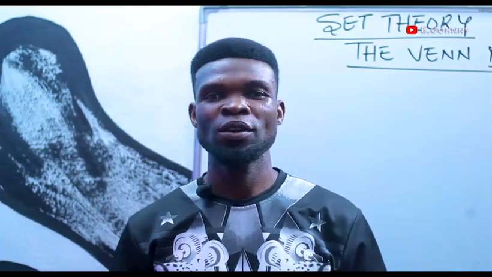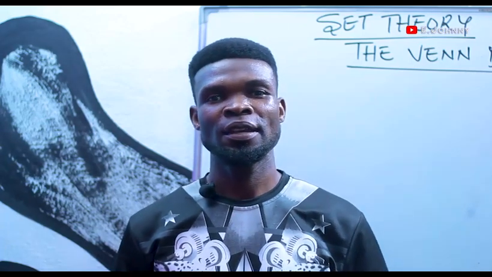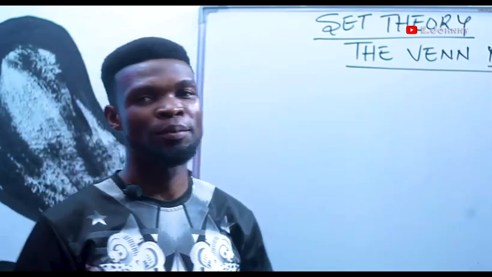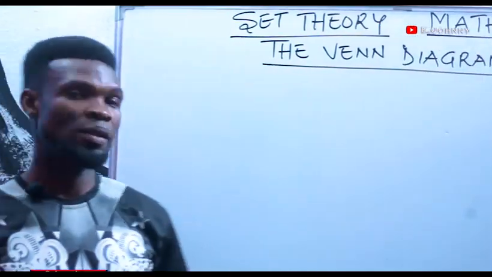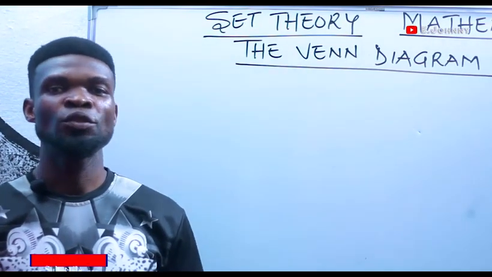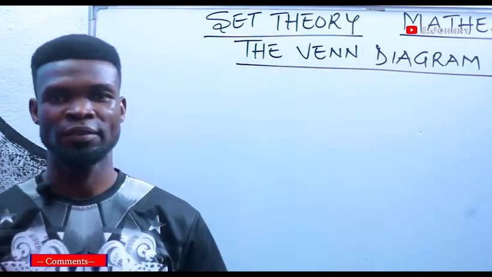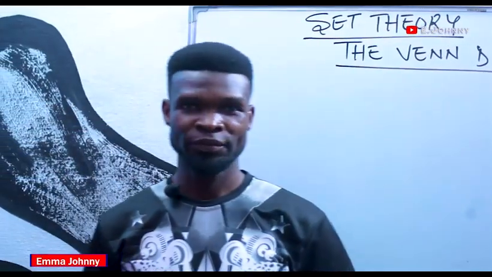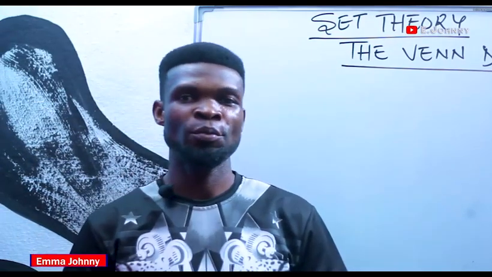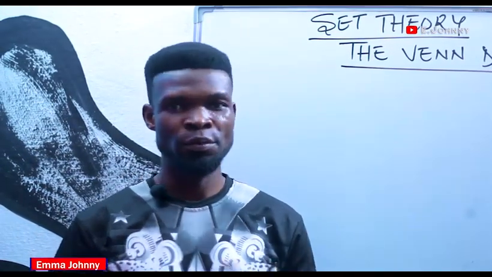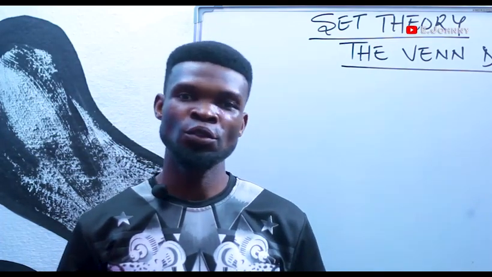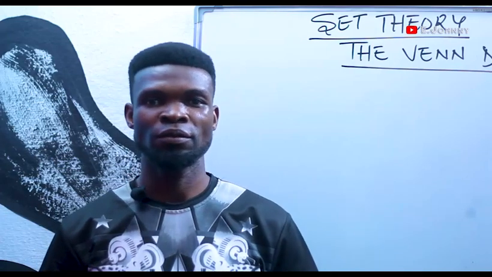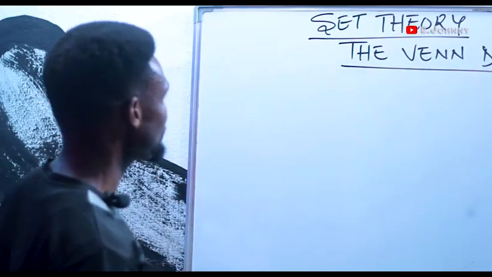Welcome back. We are still on the series Set Theory. Now we'll be looking at the Venn diagram. A Venn diagram is simply the pictorial representation of sets. It was invented by a mathematician called John Venn, and we are going to be using Venn diagrams to show the relationship between sets, which is the union of sets, complement of sets, intersection of sets, and so on. So that's where we are going.